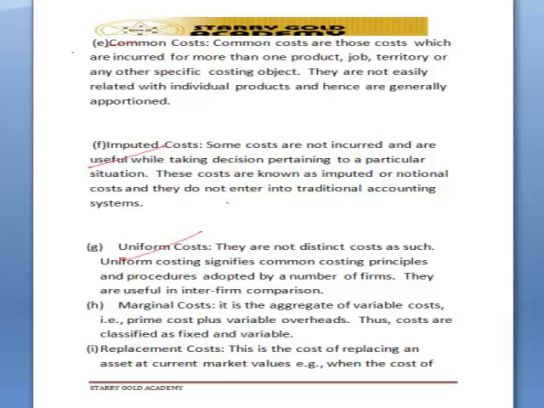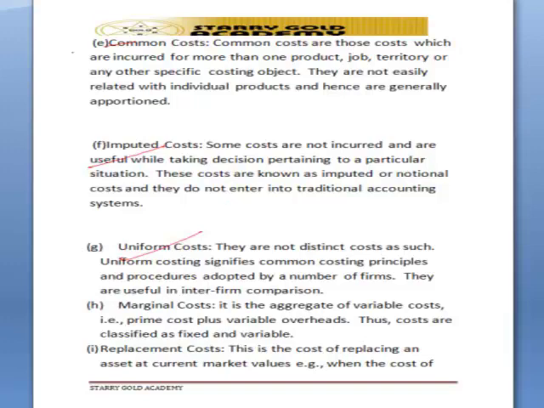So marginal cost is the aggregate of variable costs, that is, the prime cost plus variable overheads. So costs are classified as in marginal costing techniques. When we come there, we will be classifying costs as fixed and variable costs. Those are the two ways we classify costs. So we will be valuing the inventory based on what we call variable cost or marginal cost.